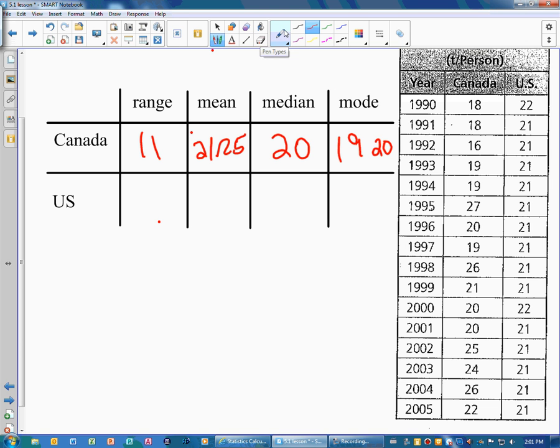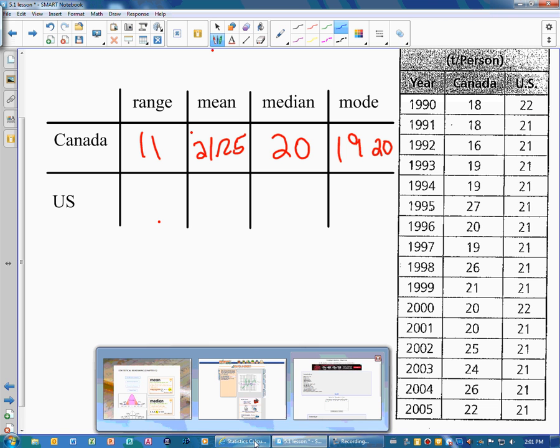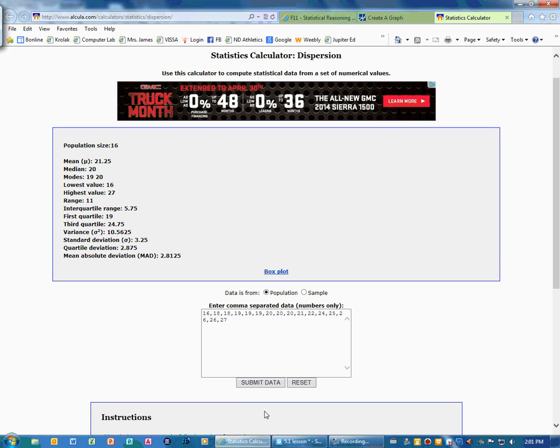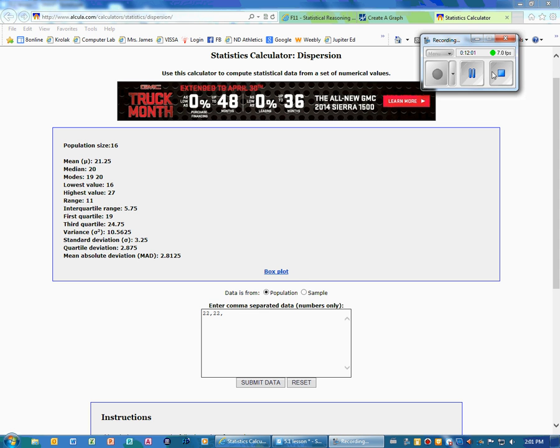All right, so we're going to go back and we're going to retype in all the US, although it's fairly easy. Look, I have all 21s except two 22s. So when I go back, I'm going to type in two 22s, and then the rest are 21s. Okay, I'll pause and I'll be right back. I'm going to type all those in. Alrighty, I'm back. So I had my two 22s, I had my 14 21s that I typed in.